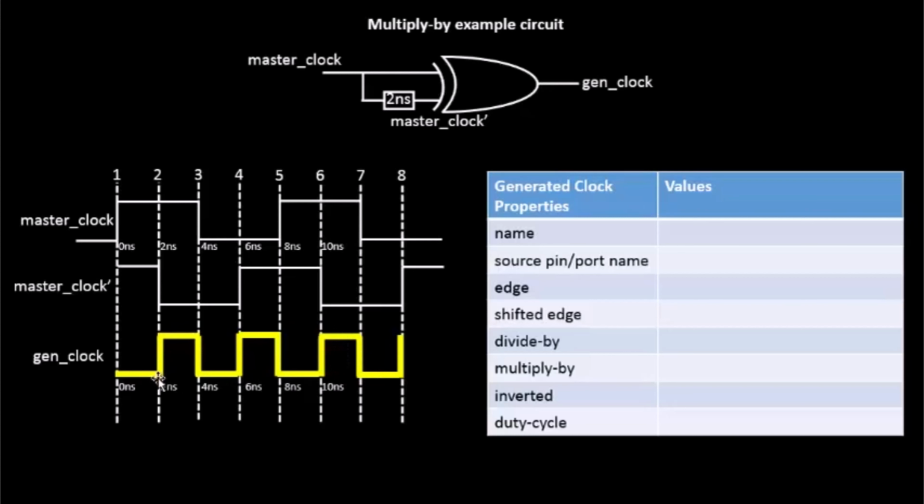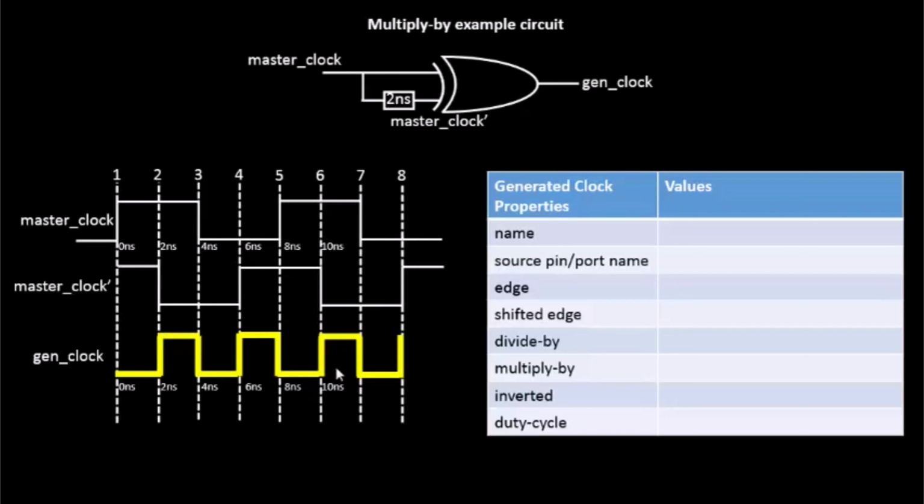Now if you calculate the period of this waveform, one clock cycle is 6 minus 2, which is 4 nanoseconds, and initially it was 8 nanoseconds. So 4 nanoseconds is half of 8 nanoseconds, which is why it's a multiply by circuit. The period gets divided and the clock frequency gets multiplied.